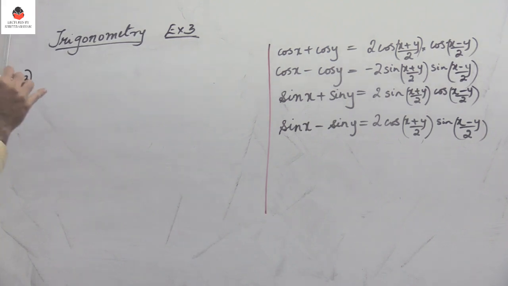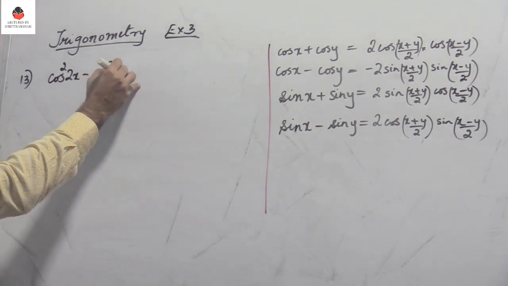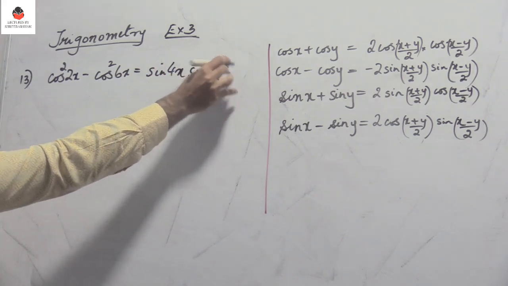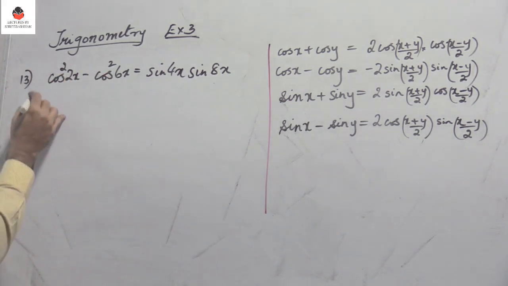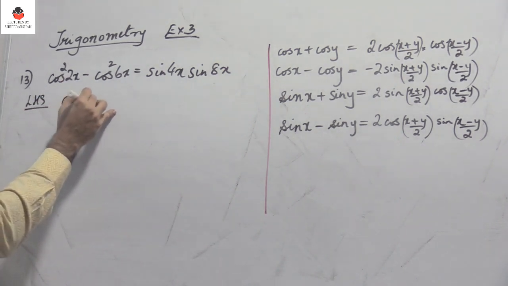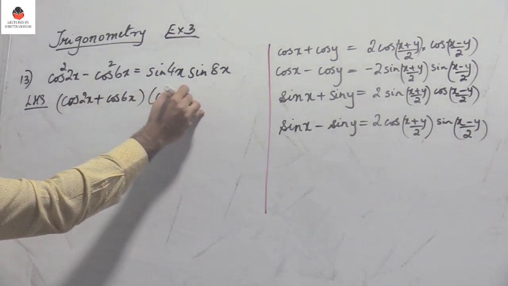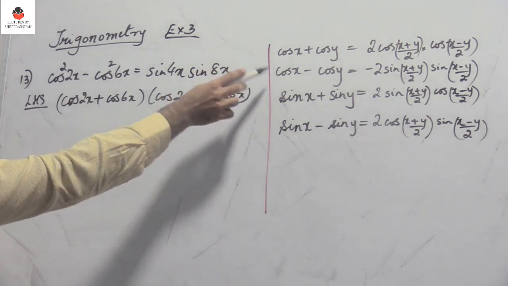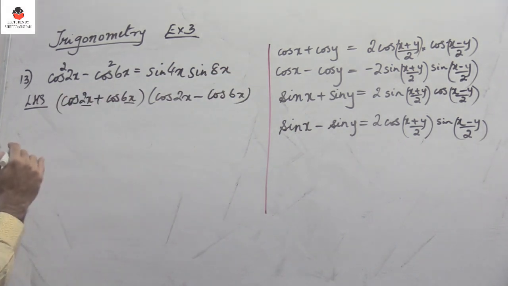The 13th problem: we have cos square 2x minus cos square 6x equals sine 4x sine 8x. Again, this is of the form a square minus b square, so I can write it as a plus b into a minus b. So we have the LHS: cos 2x plus cos 6x into cos 2x minus cos 6x. Here I have to use the first 2 formulas. So here x is 2x, and instead of y I have 6x.